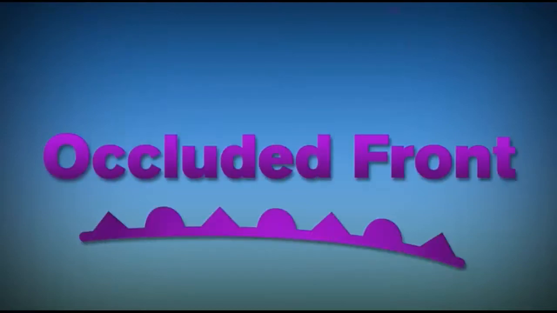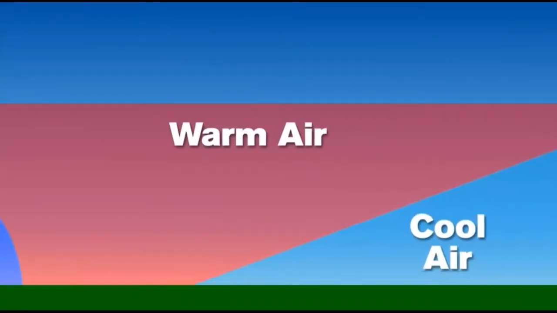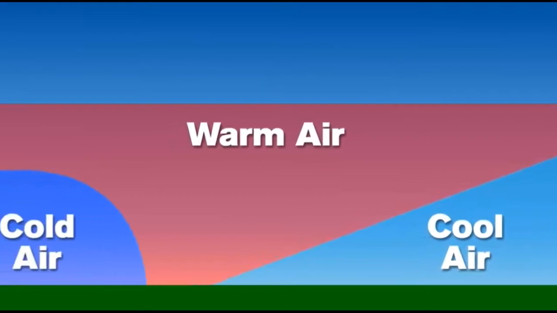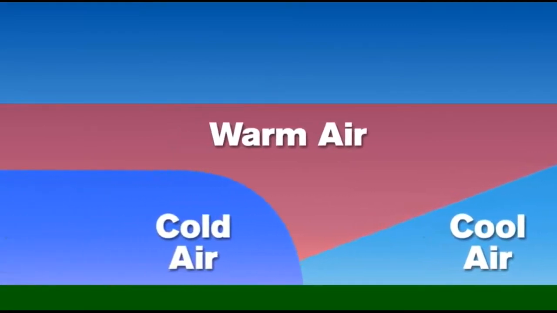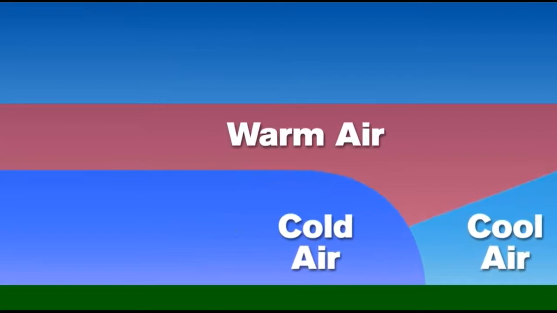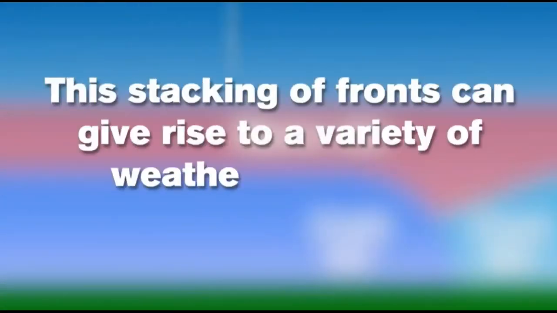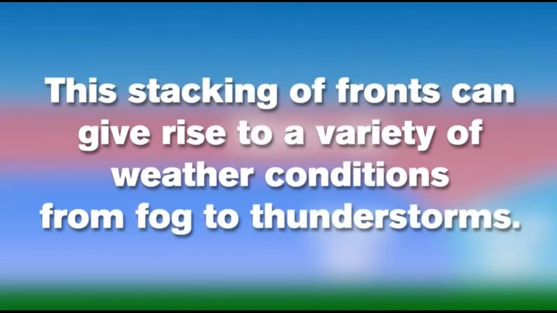The last type of front is called an occluded front. Occluded fronts form when a fast-moving cold front catches up to a slower-moving warm front. The cold front will then lift up the warm front and eventually interact with the air that is in front of the warm front. This stacking of fronts can give rise to a variety of weather conditions, from fog to thunderstorms.